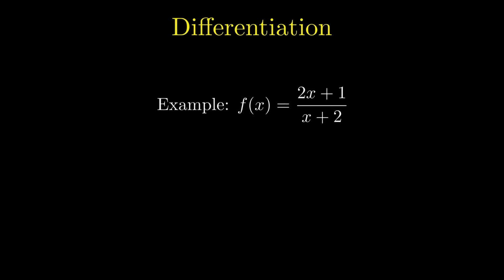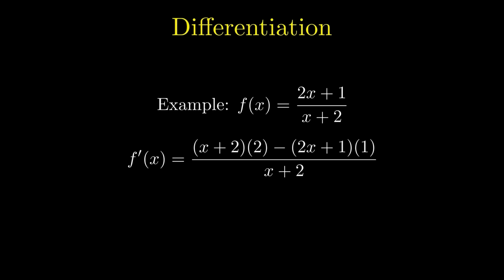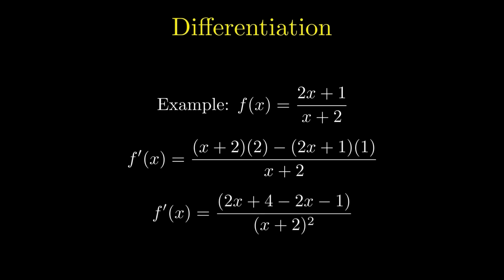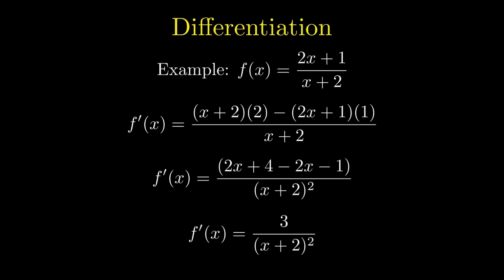Let's do an example. Find the derivative of f of x equals 2x plus 1 over x plus 2. Apply quotient rule. f prime of x equals quantity x plus 2 times 2 minus quantity 2x plus 1 times 1, over x plus 2 squared. Simplify. f prime of x equals 2x plus 4 minus 2x minus 1 over x plus 2 squared. f prime of x equals 3 over x plus 2 squared.